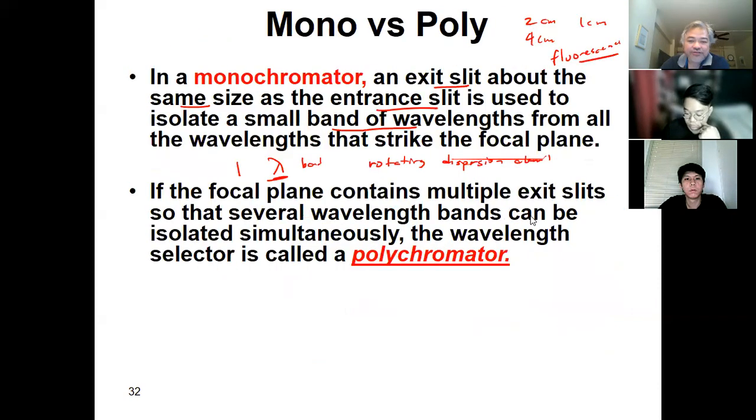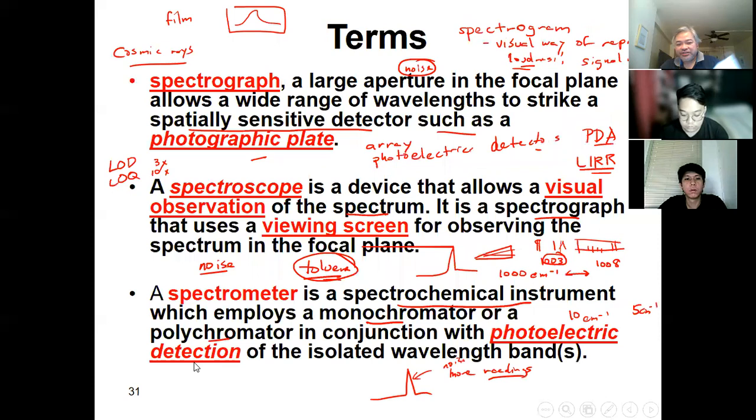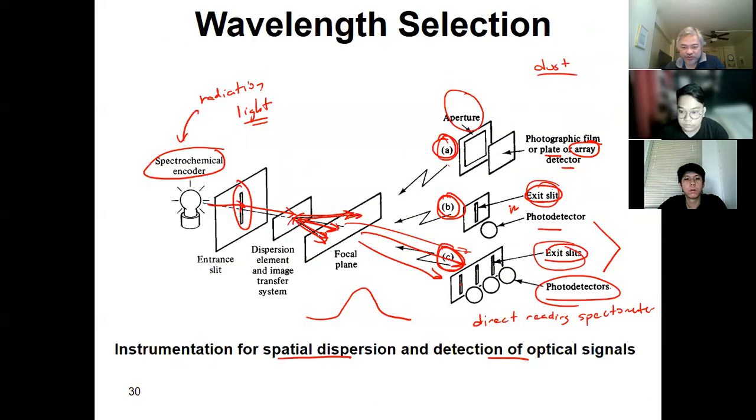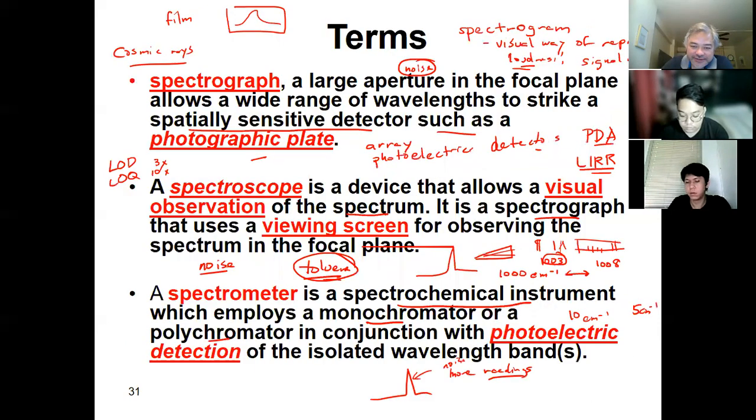Okay? Now, if the focal plane contains multiple exit slits so that several wavelength bands can be isolated simultaneously, we call the wavelength selector a polychromator. Okay, so ang pagkakaiba nito, this is a monochromator, and this is a polychromator. So yan yung way to select the wavelength.